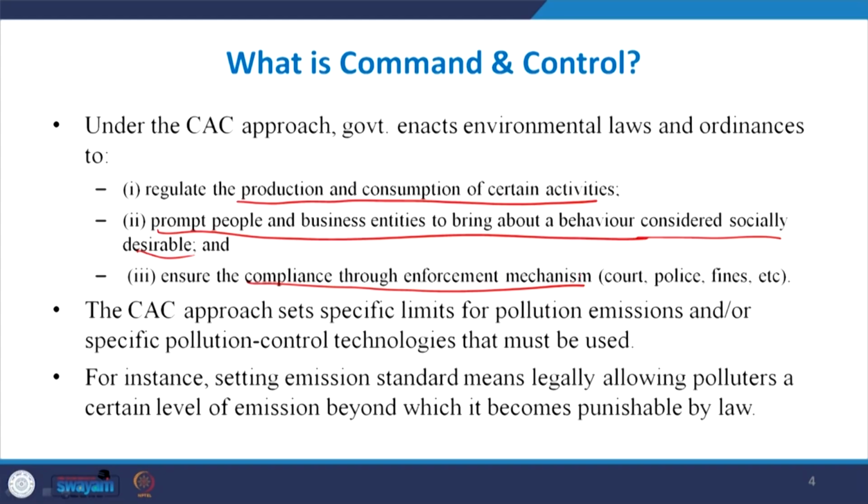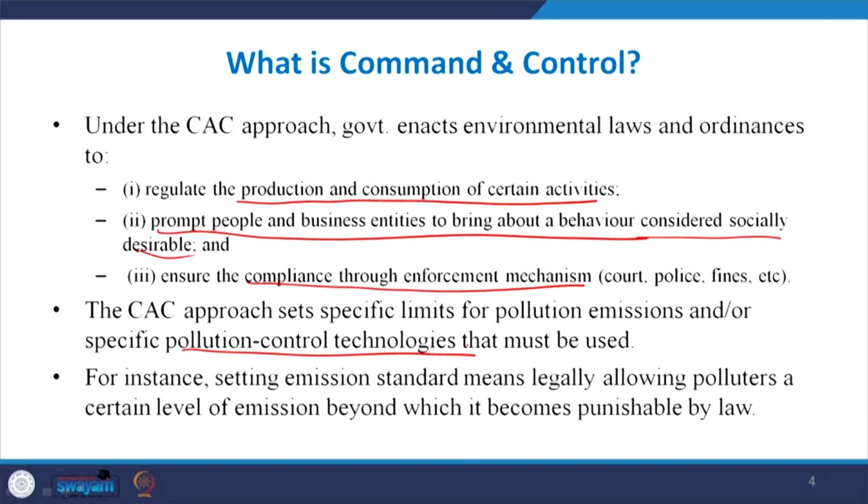So, command and control system sets specific limits to the pollution emission. Emission standards can be set, and up to that standard the pollution is permissible, but if any company is polluting the environment beyond the permissible limit, then the company is punishable under the set rules and regulations, or specific pollution control technology can be used. So, we can have different kinds of mechanisms to control the functioning of polluters and to check the pollution.